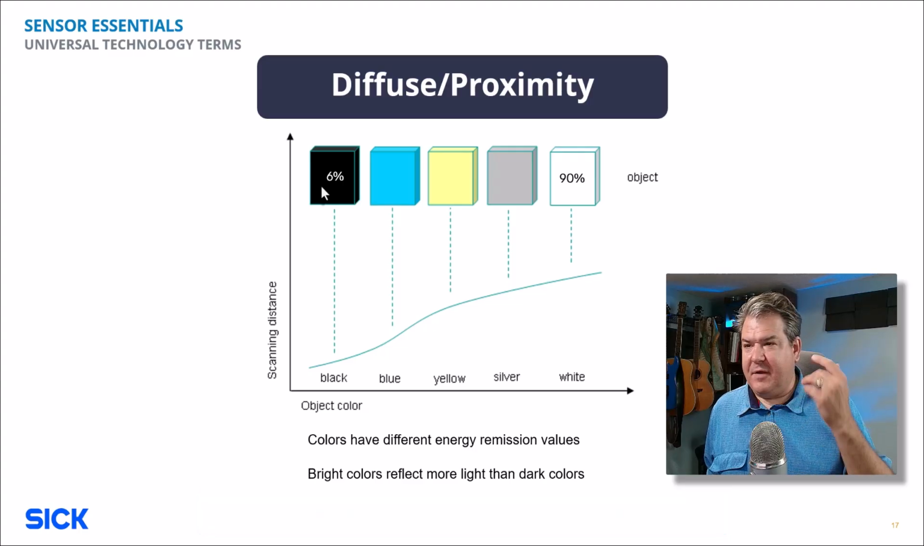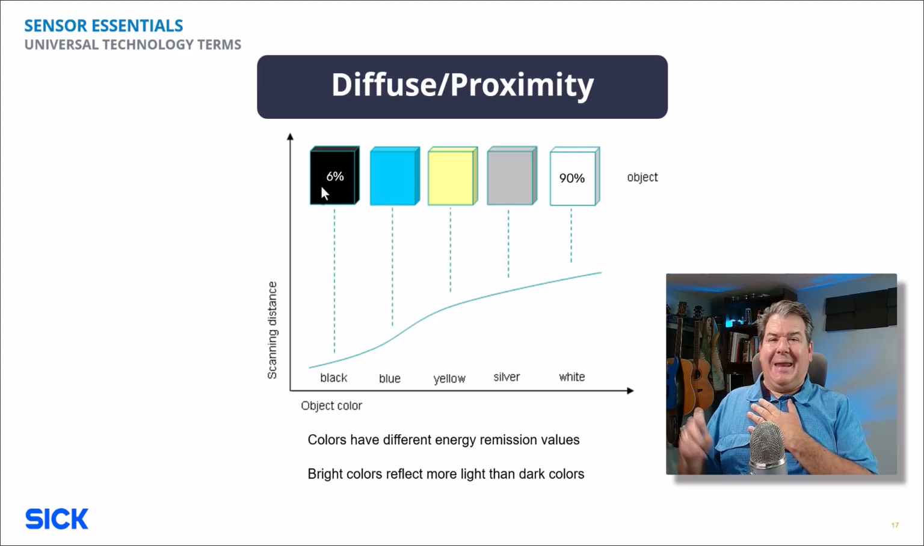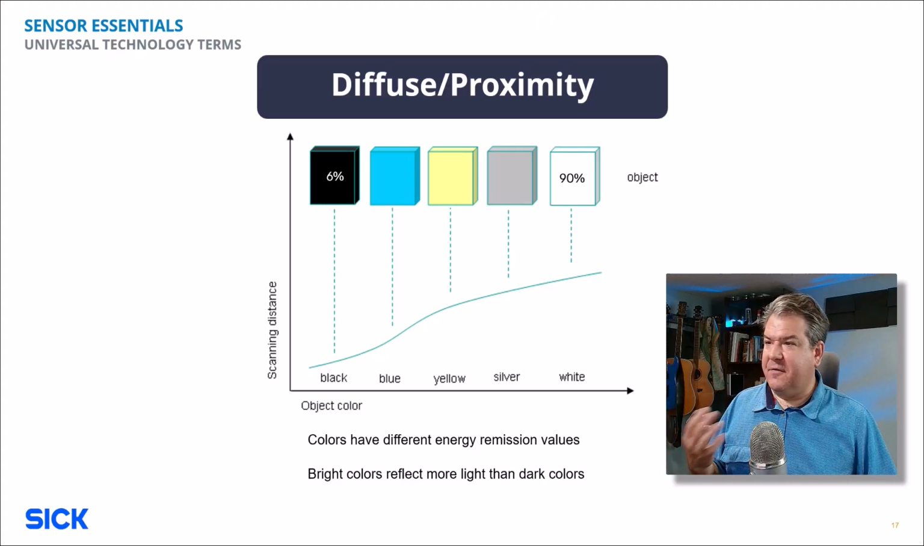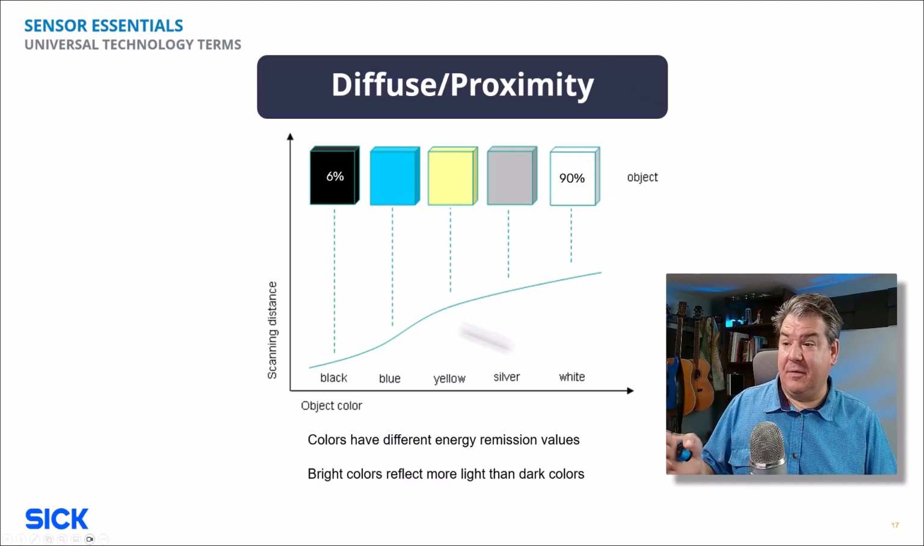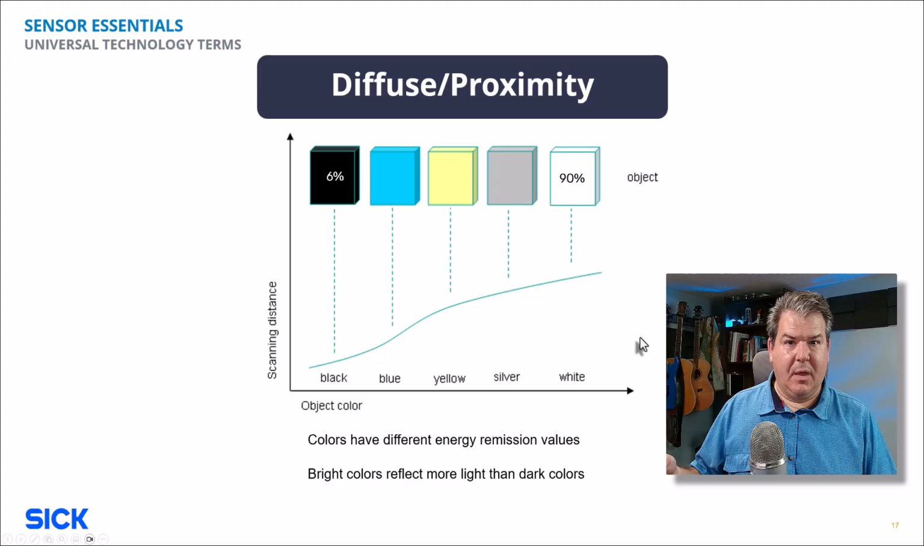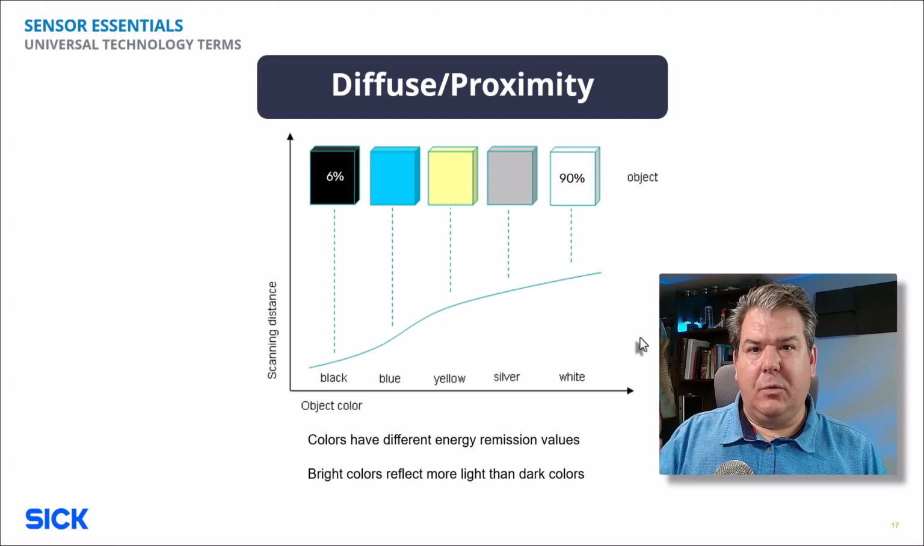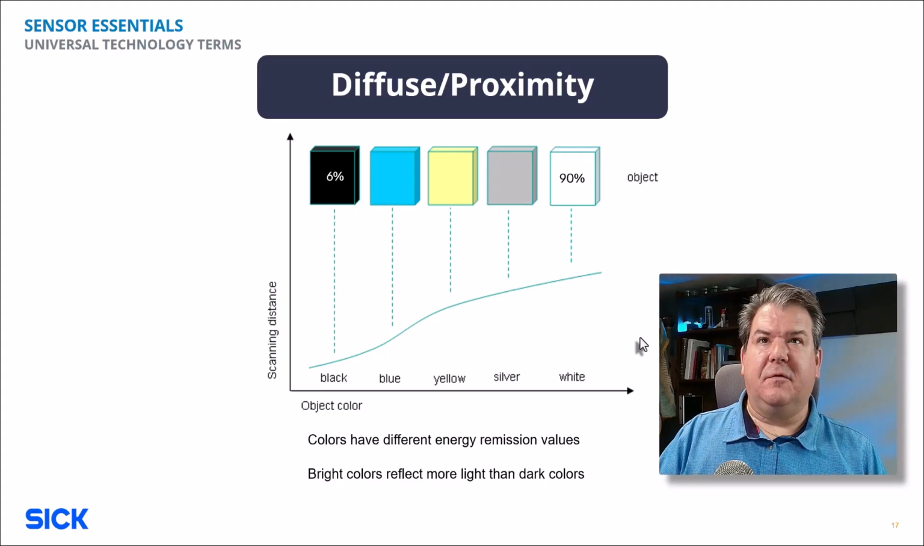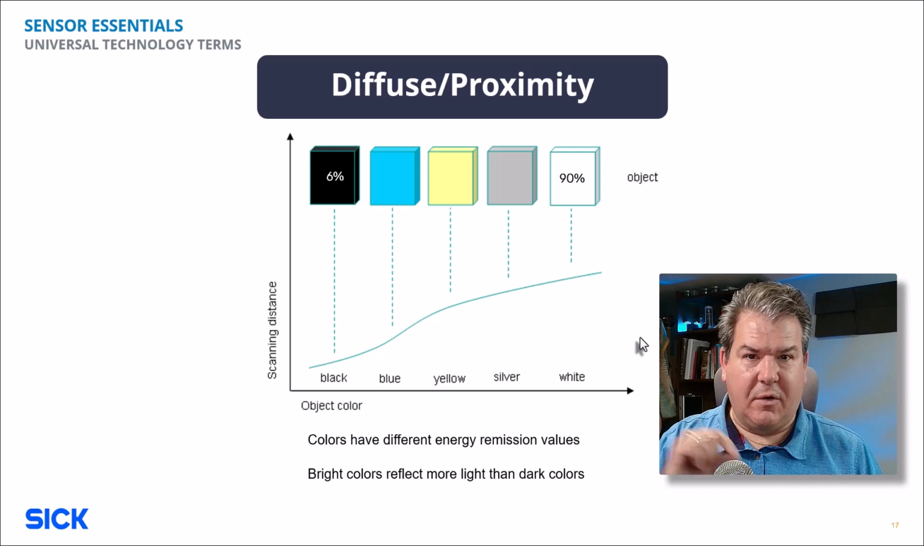This is a lot of photography and other things are involved here. But what's important to know for this is that 90% refers to a white target and 6% refers to a black target. And then there's an array of things in between. Now, I doubt you know exactly the reflective nature and number for your target.